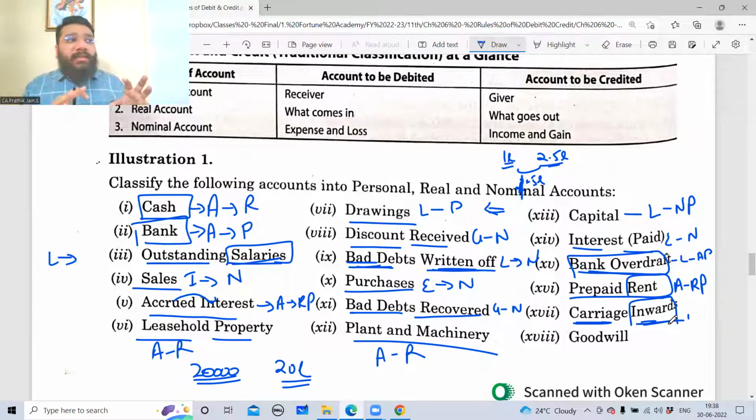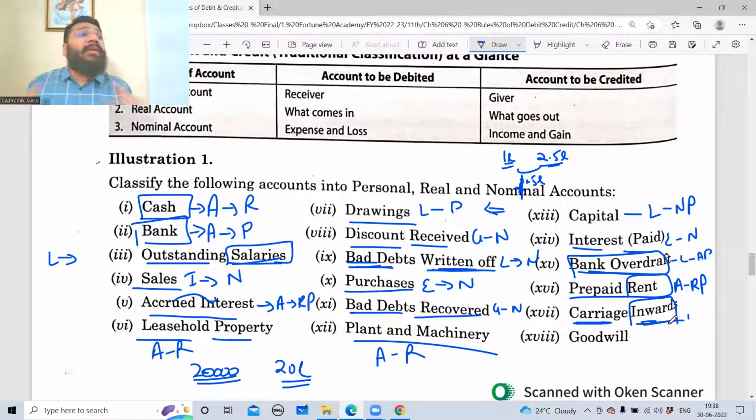So it is carriage charges. Are the goods going outward or coming inside? Outward. Outward upon when? Sales. So carriage outward is the transportation charges for sales. Carriage inward is the transportation charges for the purchase. Now, in both the cases, it is expenses. But why this difference?